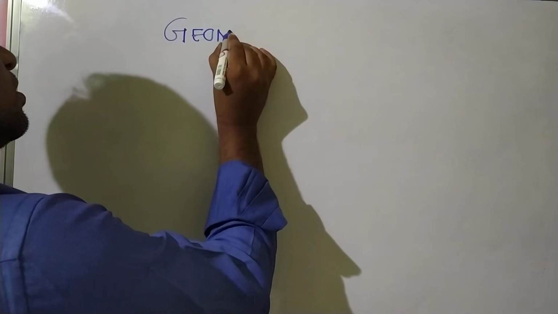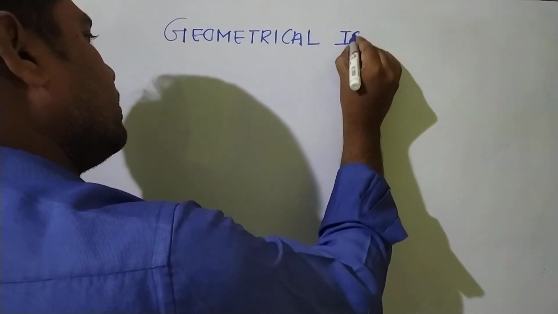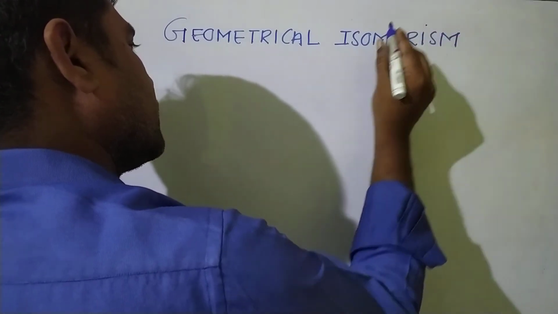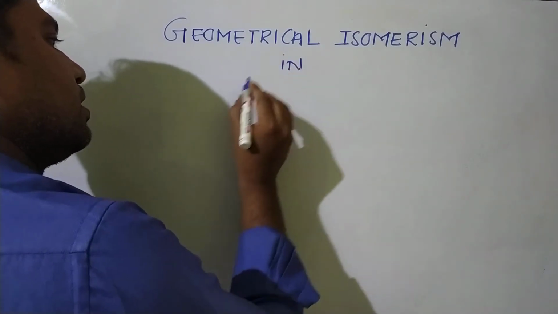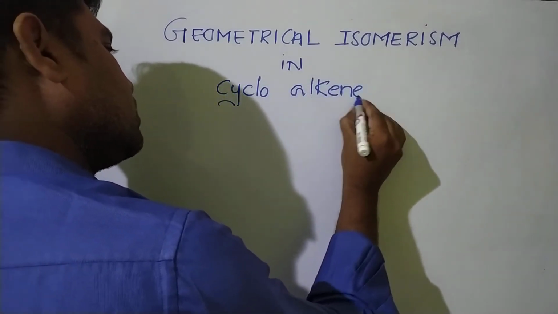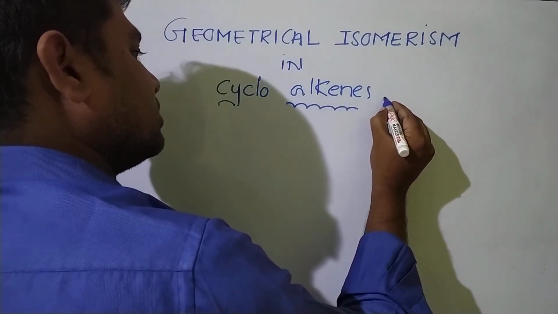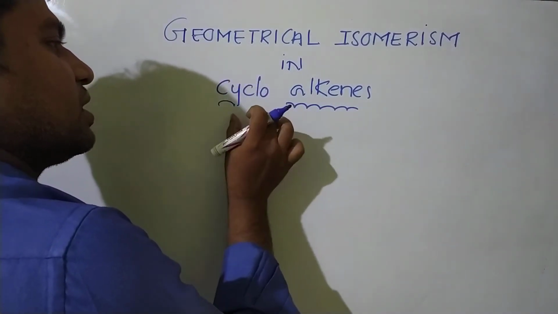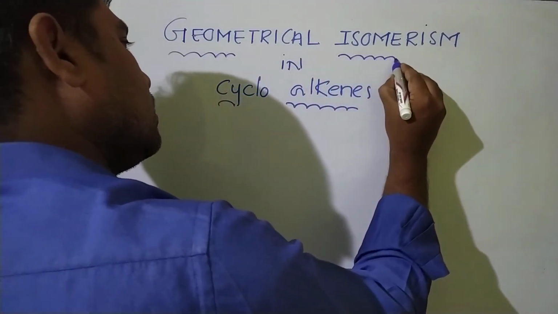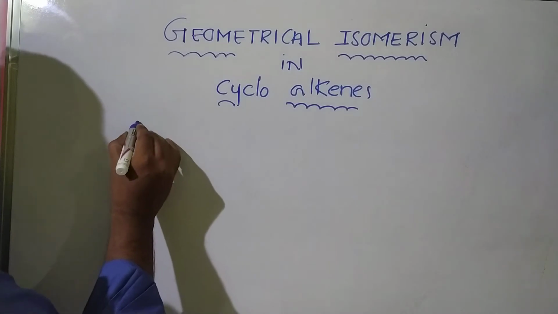Geometrical isomerism in cycloalkenes. In the previous lecture, we covered geometrical isomerism in cycloalkanes, but the current topic is cycloalkenes. Okay, please take the heading.